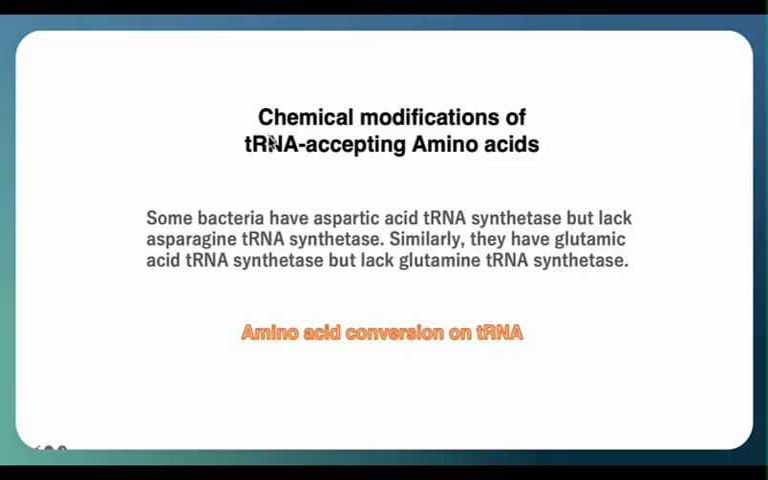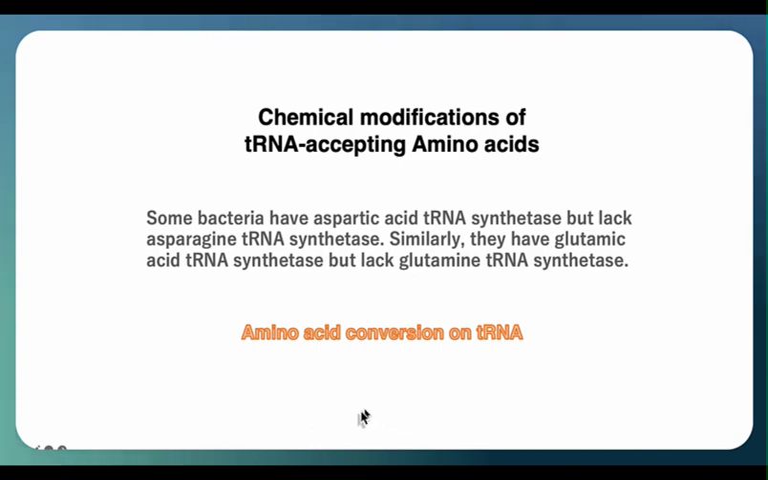Chemical modifications of transfer RNA accepting amino acids. Some bacteria have aspartic acid transfer RNA synthetase but lack asparagine transfer RNA synthetase. Similarly, they have glutamic acid transfer RNA synthetase but lack glutamine transfer RNA synthetase. So, how are asparagine accepting transfer RNA and glutamine accepting transfer RNA generated?